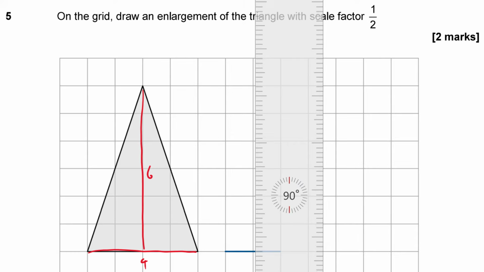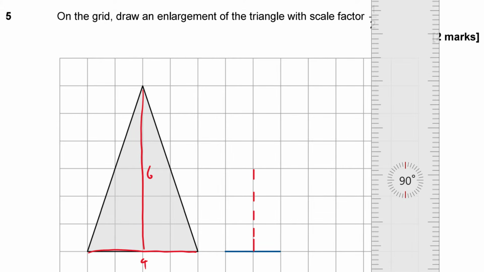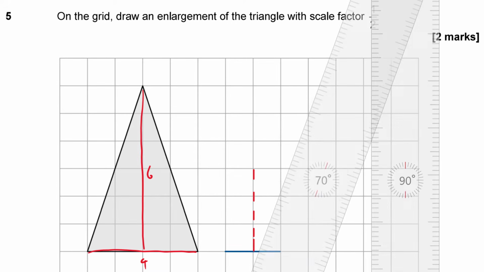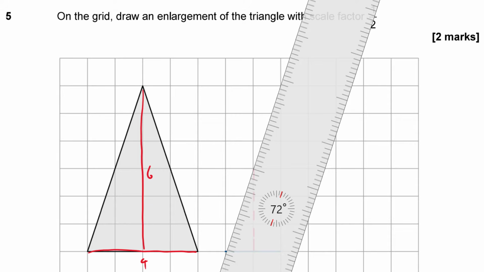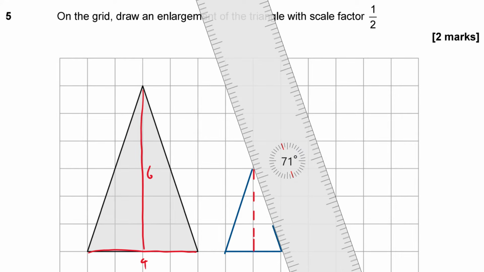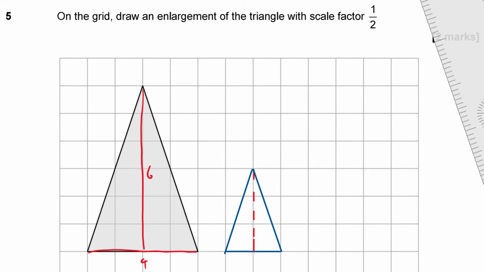So let me just put that in as a dotted line. 3 units is the perpendicular height of my triangle. Now let's draw the two sides on. Only in the crazy world of mathematics can you get an enlargement that is smaller than the original shape. But there we go. Scale factor of 1/2 is going to end up smaller.